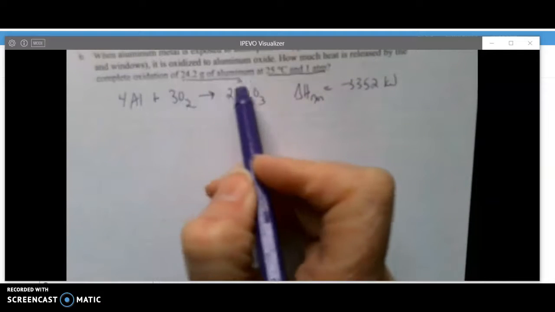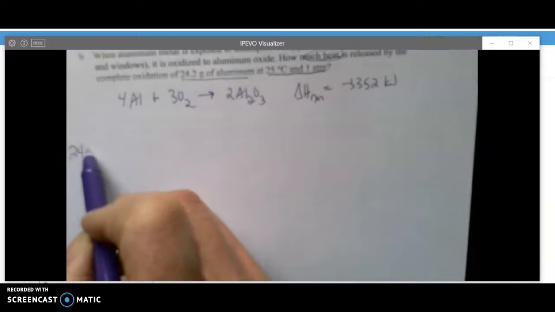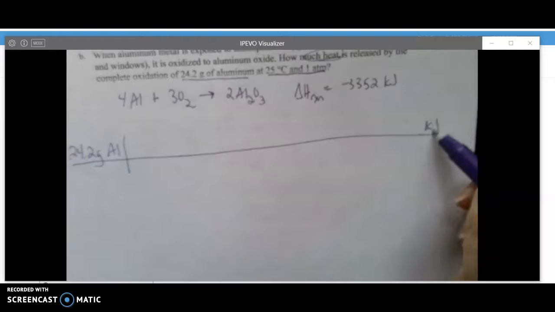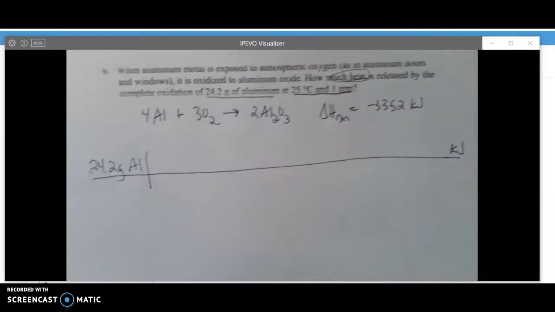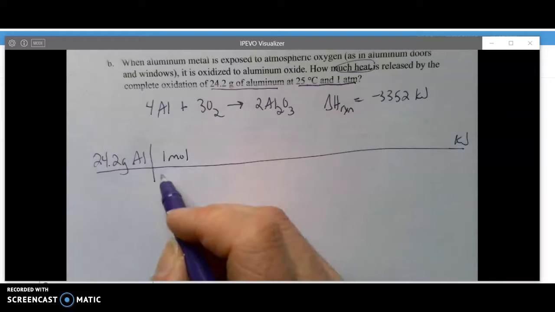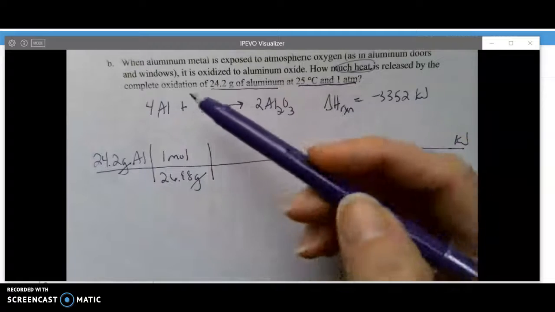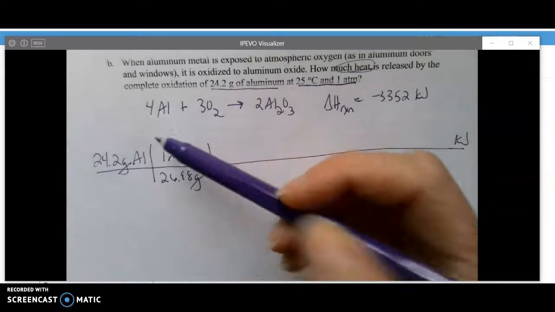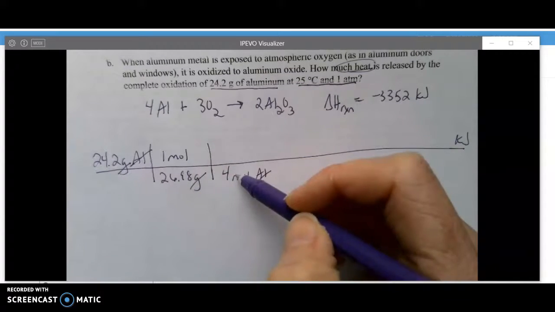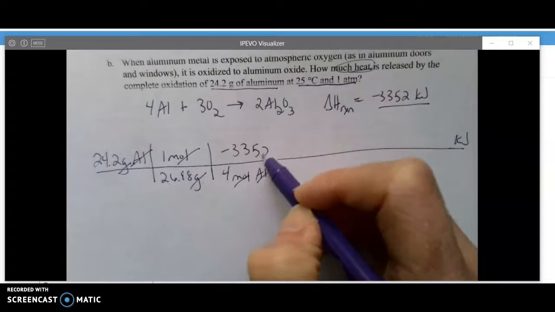So I have 24.2 grams of aluminum, and I want to know how much heat. The aluminum is my given information, and I want heat, so that is going to be in kilojoules. So it's aluminum, so I'm going to go to the periodic table and get aluminum is 26.98 grams per mole to cancel my grams. Then I'm going to treat this as any other type of stoichiometry. For every 4 moles of aluminum, that's how I'm going to get rid of my aluminum and my moles, I'm going to get this negative 3,352 kilojoules.